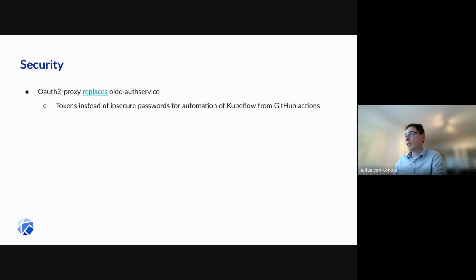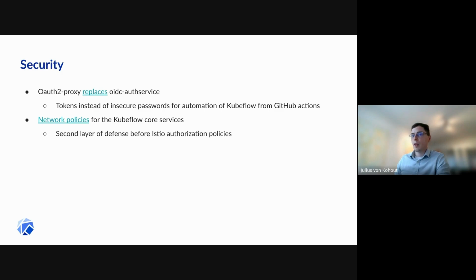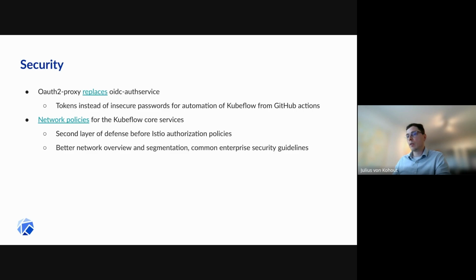And finally, network policies have been enabled for the Kubeflow core services, not yet the user namespaces, but the Kubeflow core services, most of the stuff that lives in the namespace Kubeflow. They act as a second layer of defense before Istio authorization policies, and they provide administrators and platform engineers a better network overview and segmentation, while also enforcing common enterprise security guidelines.